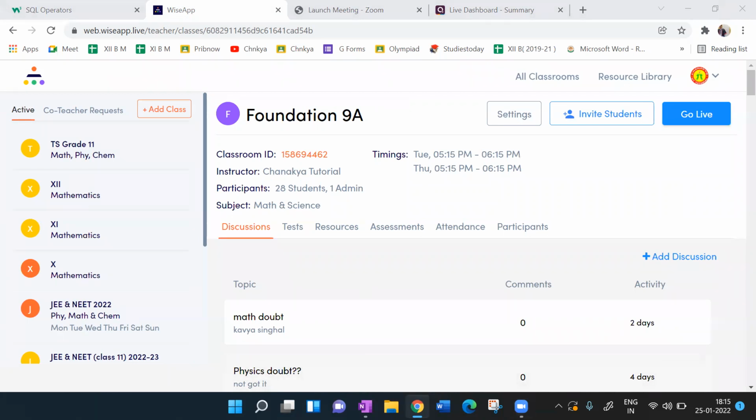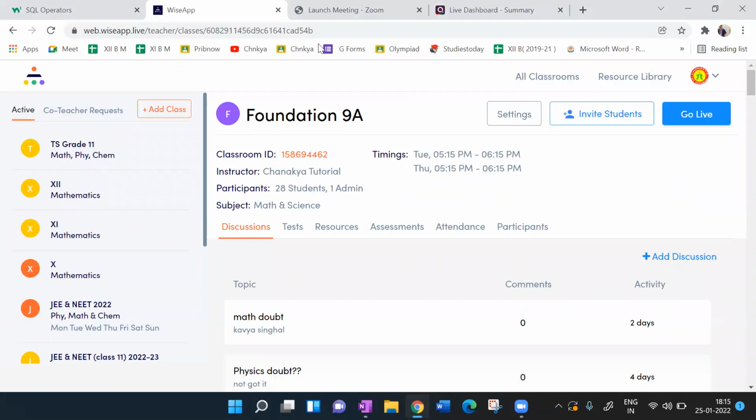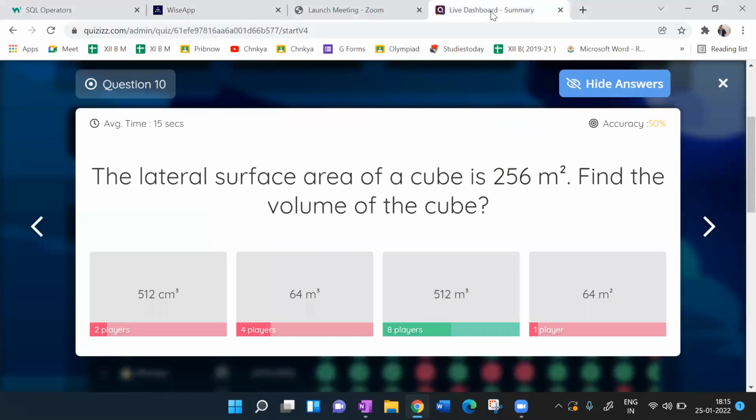Chalo, next one. Oh, 1 minute. Look at this here. So 4a square is equal to 256. Nothing but a square is equal to how much? 64. तो a का वैल्यू कितना मिलेगा? 8. तो वॉल्यूम ऑफ क्यूब a क्यूब. 8 cube, how much? 8 square is 64. 64 into 8, 512. Option C is correct. Right?